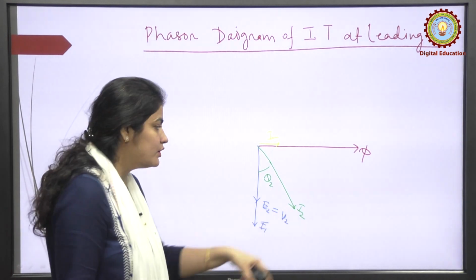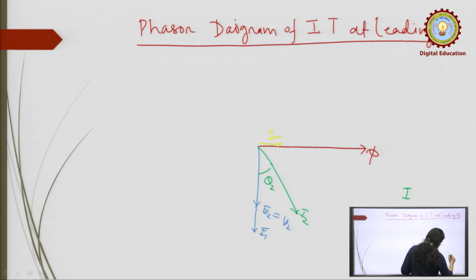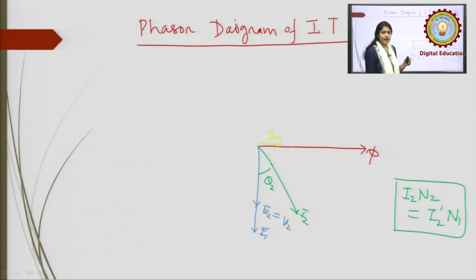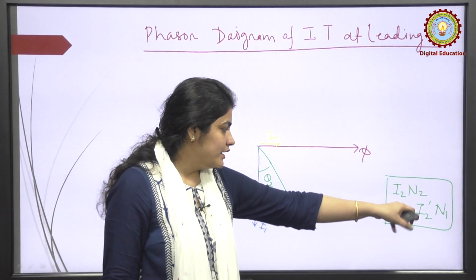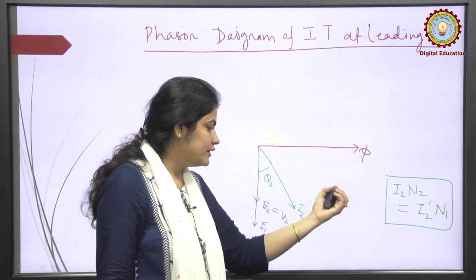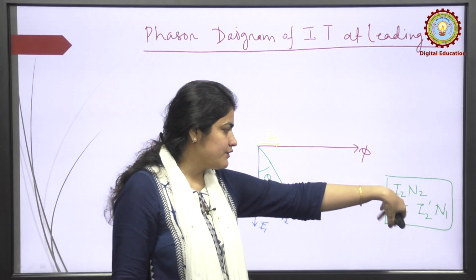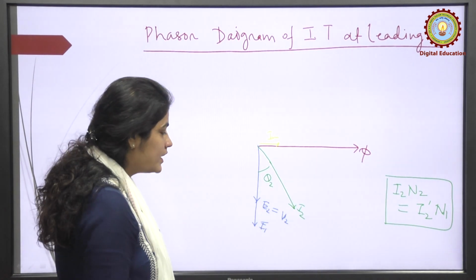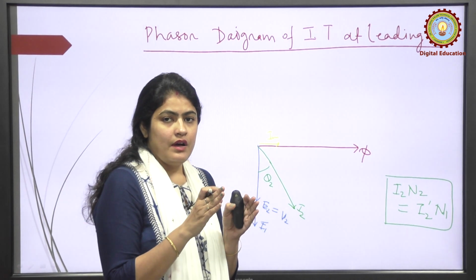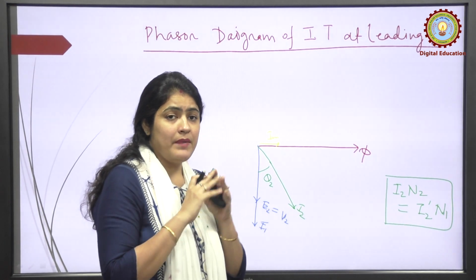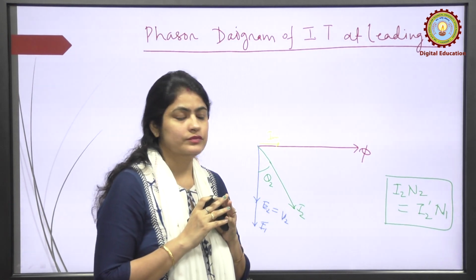That means I2 N2 must be equal to I2 dash N1, and I2 depends upon the load, which kind of load is there. So, according to that, the primary will draw more current from the source, so that it will satisfy this equation. Okay. So that the flux phi m, which is produced by the magnetizing current, remains constant within the core.